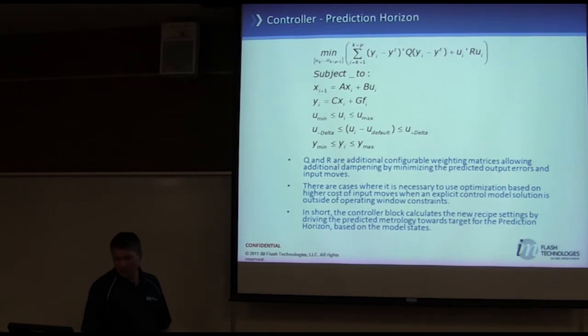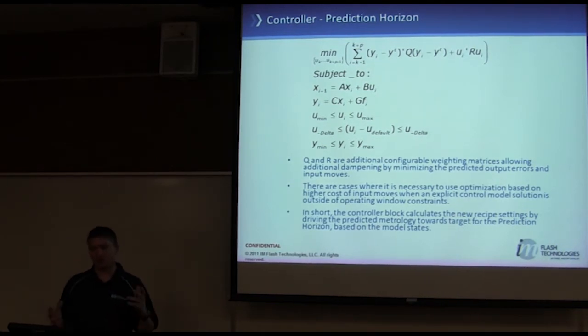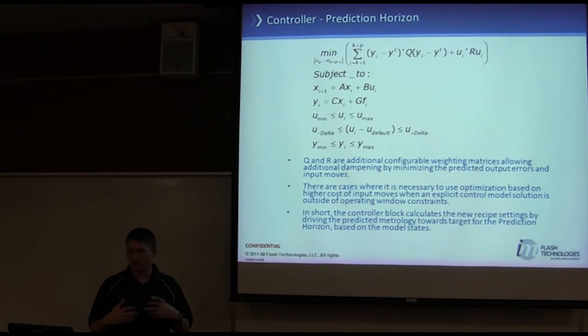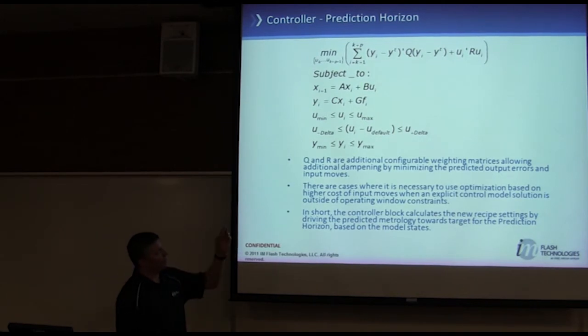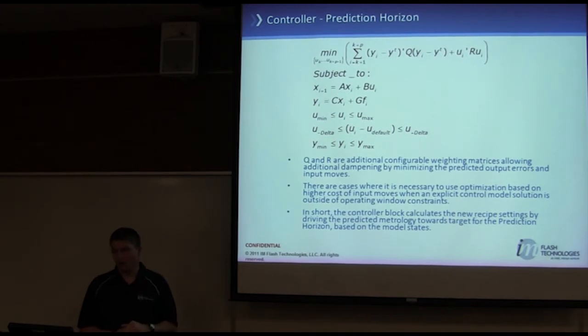Okay, so this is the prediction horizon. We call this the controller equation. This is after you've estimated your states. You get a post-metrology measurement and re-estimate the states of the system, and then we want to predict what settings we should use for the next lot. We use this equation, and again we have the weighting matrices Q and R. If you have a really big Q and a small R, that basically says we don't care how far you move the inputs, we just want to hit target.